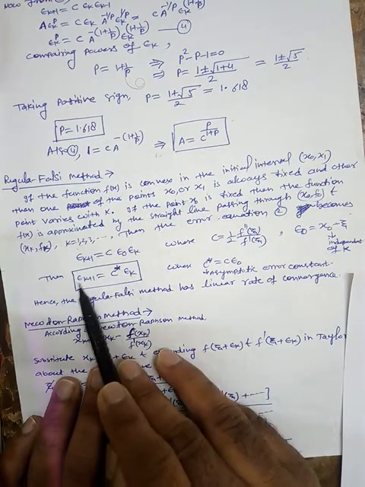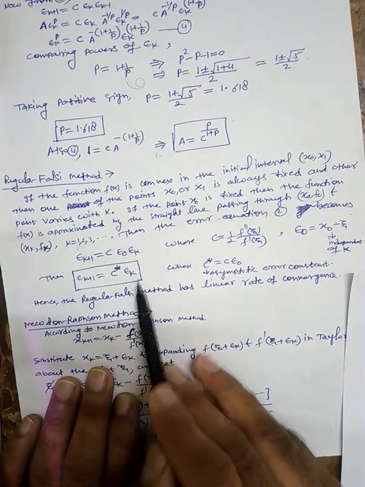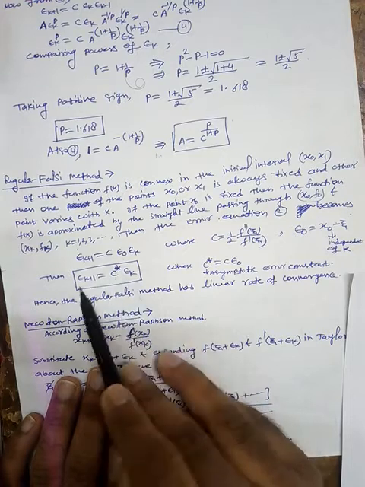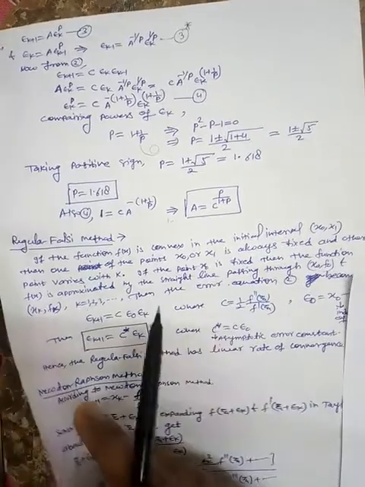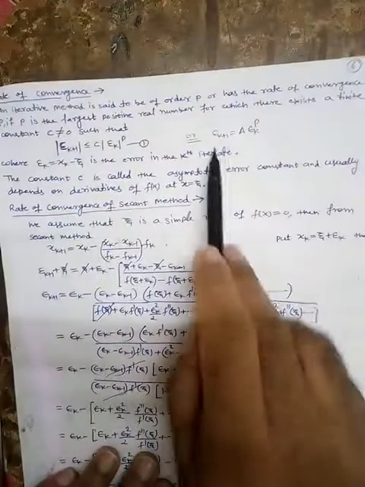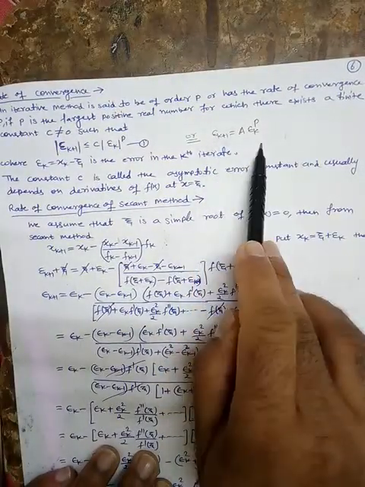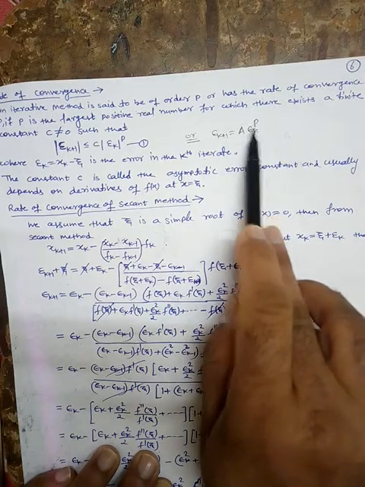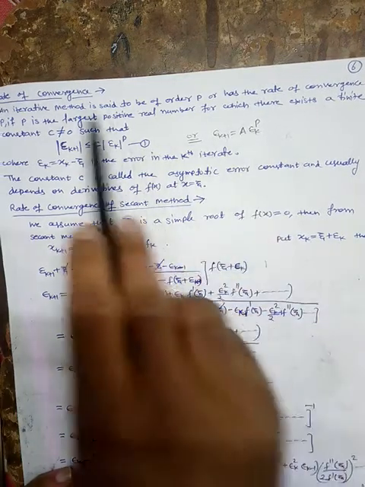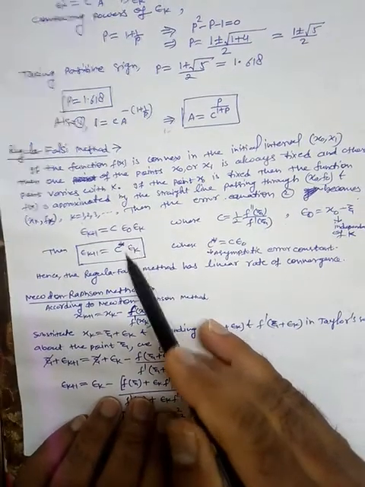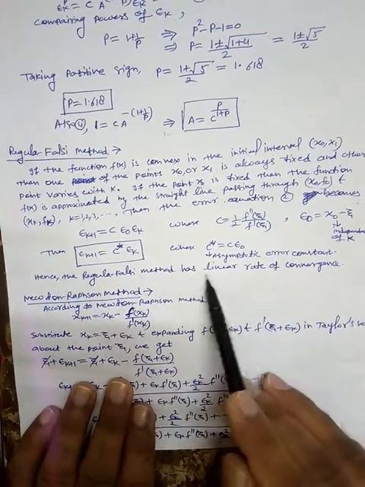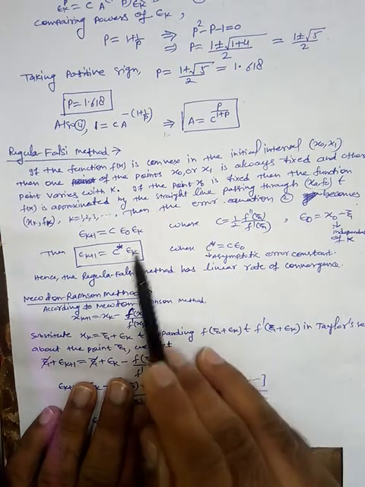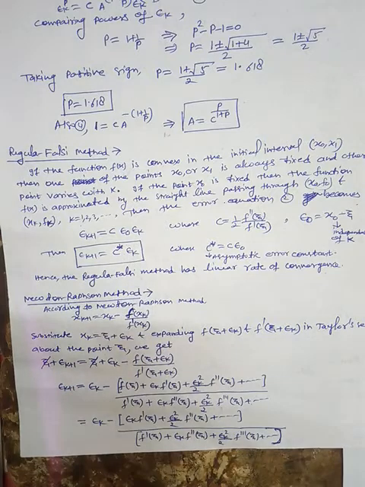So ultimately we can say that epsilon k plus 1 is C star epsilon k, where C star is a constant value. So ultimately, if you compare this with your original equation, what is the power of epsilon k? Here it is p, and p is known as the rate of convergence. So in our case, the power of epsilon k is 1, and hence we can say that the Regula-Falsi method has a linear rate of convergence, that is, the value of p is 1 here. So linear rate of convergence.